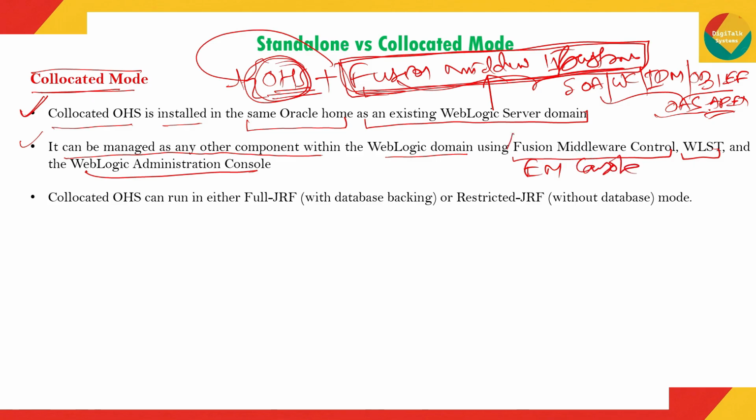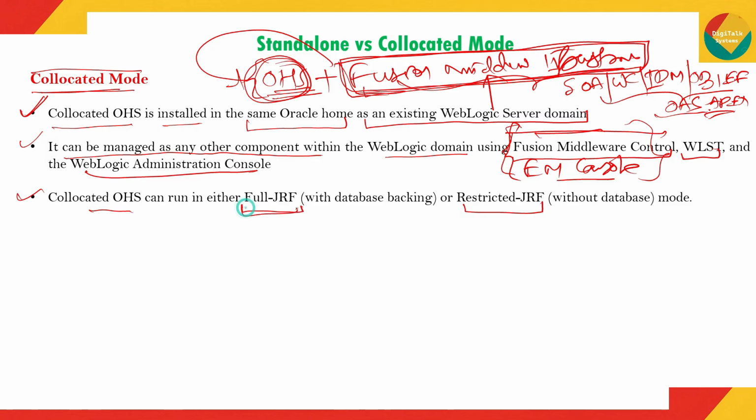Which we were referring to as the Fusion Middleware Control tool. So that means we can do the end-to-end management of our OHS instance with the help of the EM console also, right? Because we have this graphical tool in the co-located mode, so we can easily do the management from the graphical user interface also.